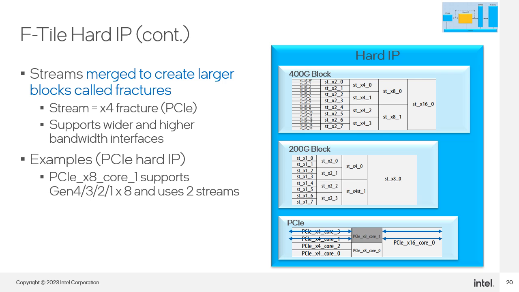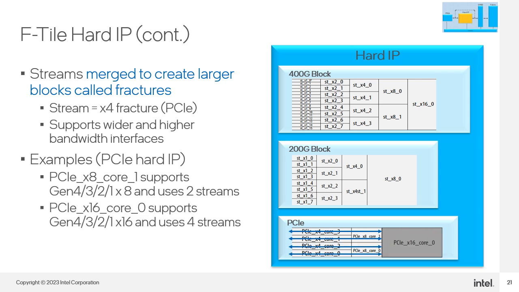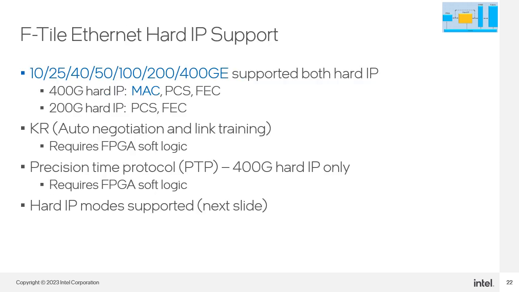Looking at the PCIe hard IP, the smallest unit is the 4-lane fracture. So for a by 8 PCIe interface, 2 streams are used. And for a by 16 interface, the entire PCIe hard IP is used. Just like the Ethernet hard IP, when a PCIe hard IP stream is used, other configurations that would use that stream are unavailable. Now let's focus on the individual hard IP.